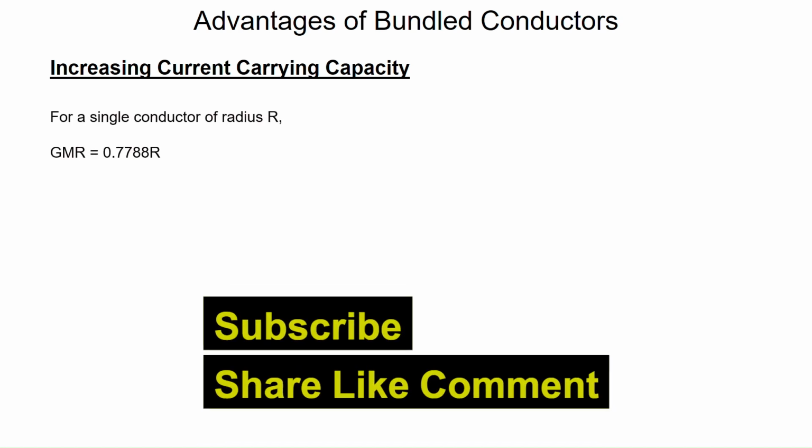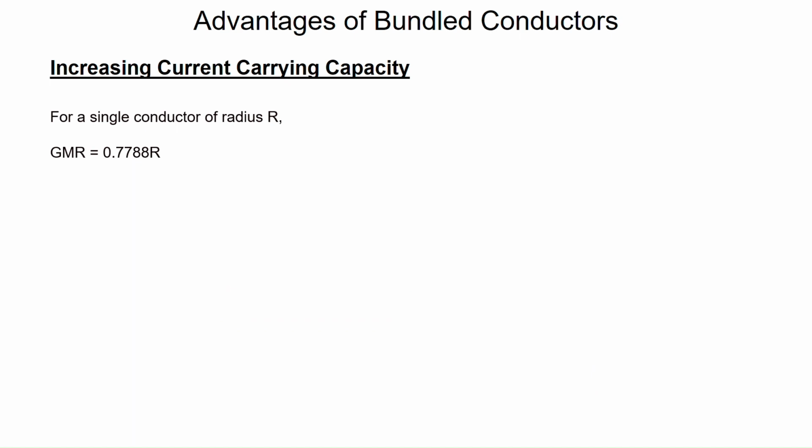For a single conductor of radius r, the GMR is equal to 0.7788 into r, where r is the radius of a conductor. We will take a conductor whose radius is 18 mm, and GMR is equal to 0.7788 into 18, which becomes 14.02 mm. This is when one conductor is used as one phase. That means when we are using a single conductor as a single phase, we are not using the bundled conductor. Now we can use a bundled conductor.